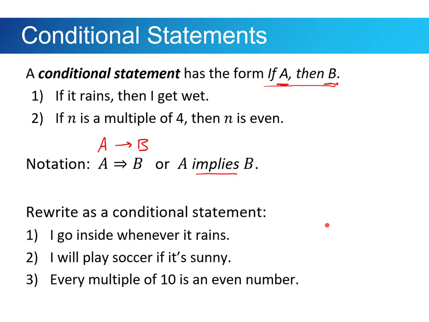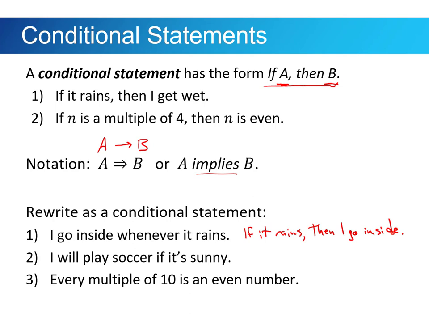Let's take a look at these three statements and just rewrite them as conditional statements. So how about number 1? I go inside whenever it rains. How would you write that as if-then? I go inside whenever it rains. So, in other words, if it's raining, that will cause me to go inside. So, if it rains, then I go inside. All right, so there it is as an if-then.